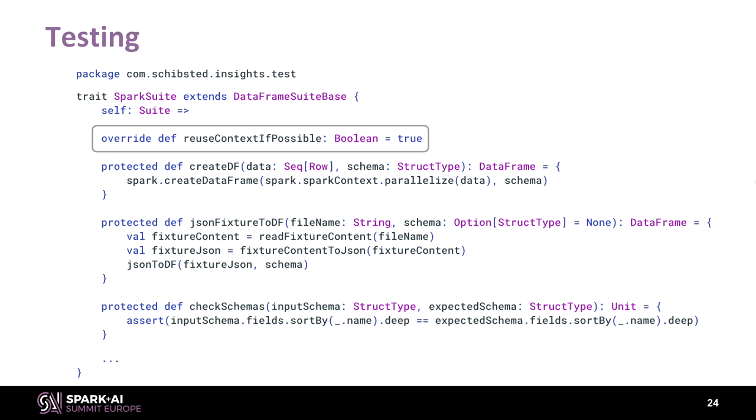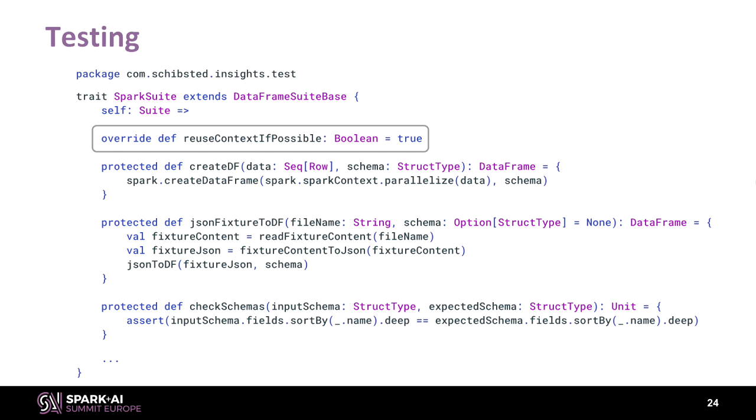Then, as a recommendation, you should provide some features. Also here, don't copy-paste it between different test suites. Try to provide it as a trait or a class or whatever. So we have create data frames given a sequence of rows and a schema, or JSON fixture to data frame. So you have some JSON fixtures that you want to use as an input, or to check as an output. So if you provide these features, it's easier, and then your people will complain less when they have to develop tests.